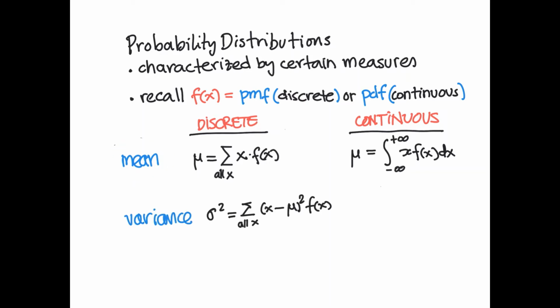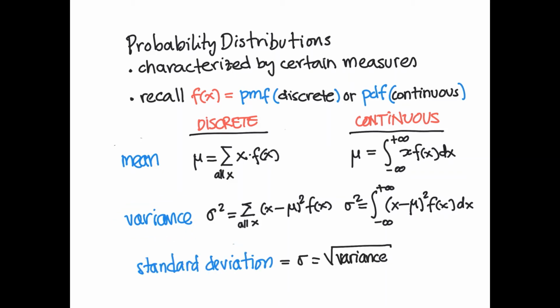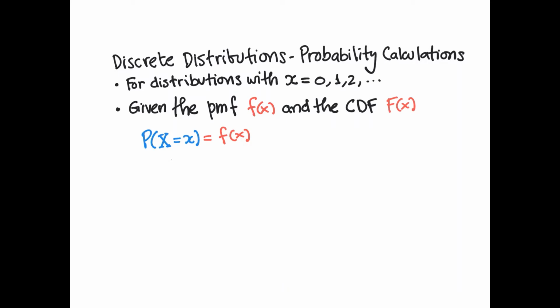The other parameter that characterizes the distribution is the variance, which is given by this expression for discrete distributions, and by this integral for continuous distributions. The standard deviation, on the other hand, is just the square root of the variance, whether the variables are discrete or continuous.